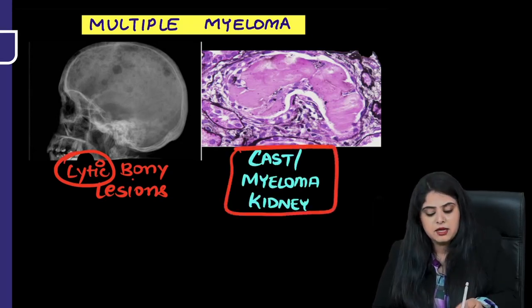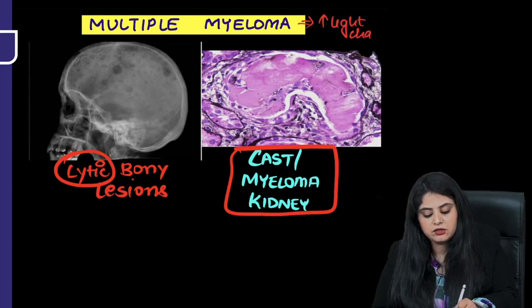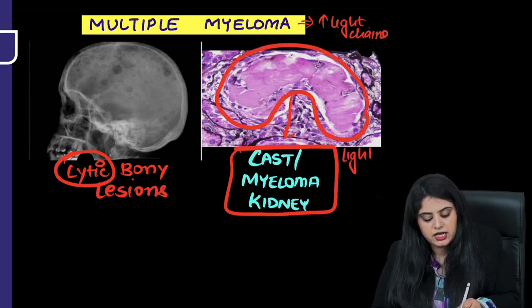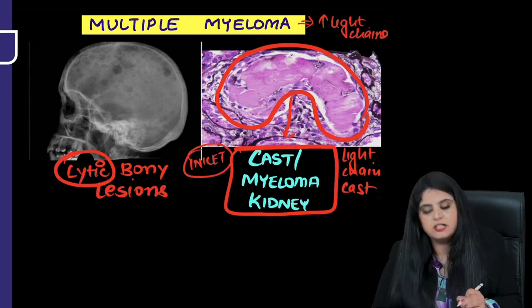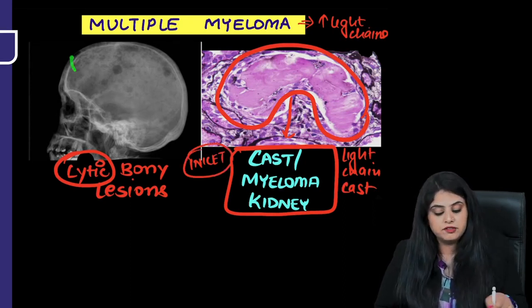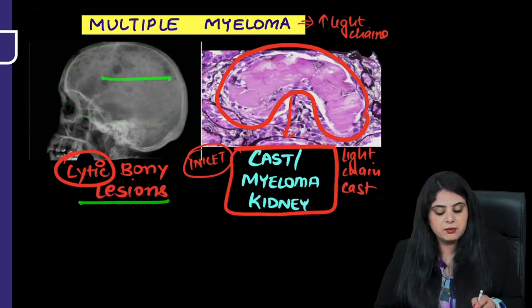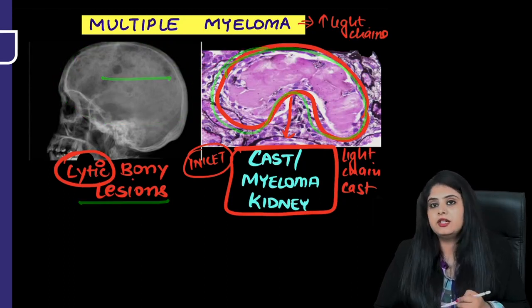Myeloma kidney matlab multiple myeloma means lots and lots of light chains, antibodies banengi, lots of light chains. Those light chains will form this kind of a cast in the kidney. This is known as a light chain cast. This is what you see. Again, this is only important for the INI-CET exam. This light chain cast ka photo along with this lytic bony lesion comes. Anyway, you will be able to correlate ki accha lytic bony lesion, multiple myeloma, saath mein this light chain cast is noted.